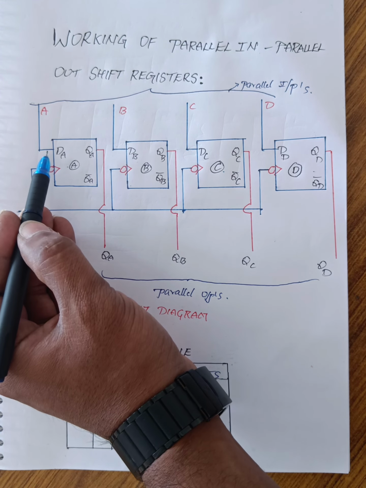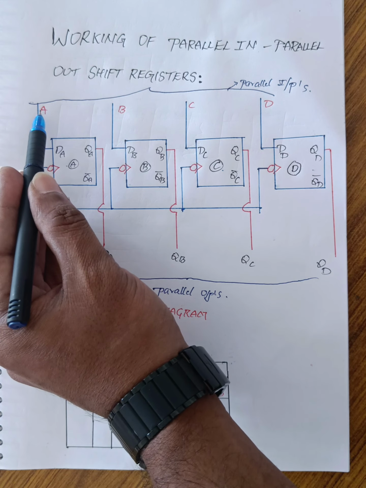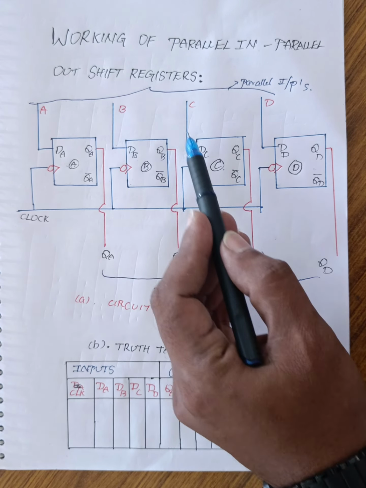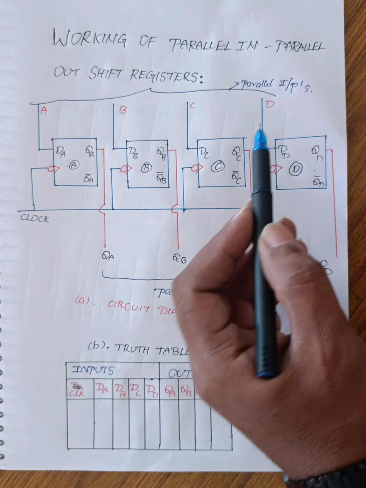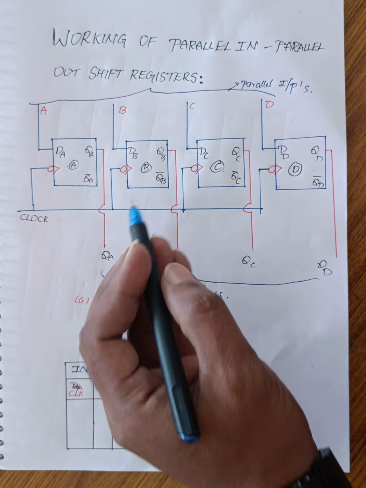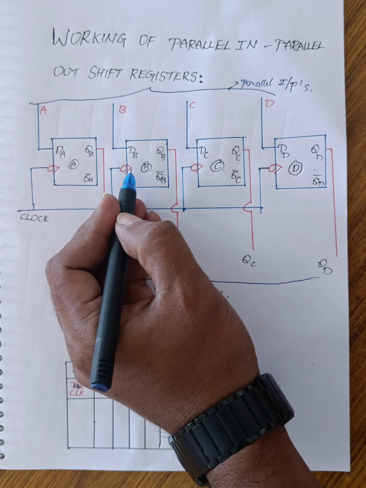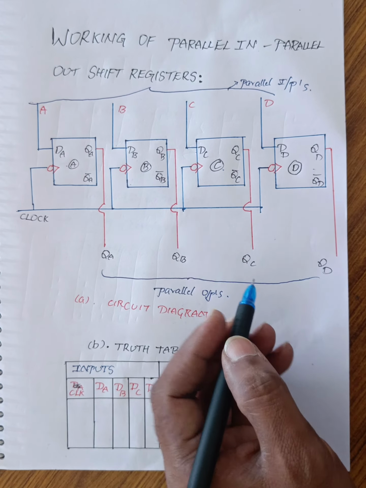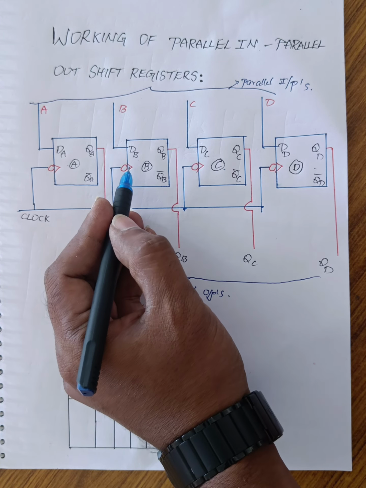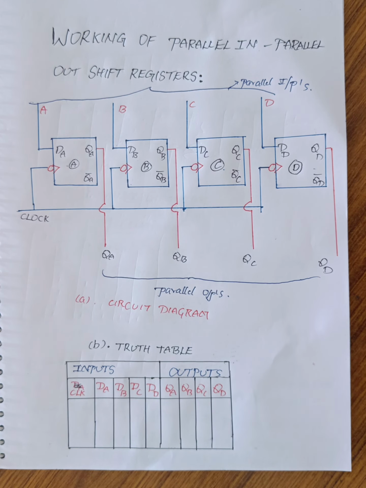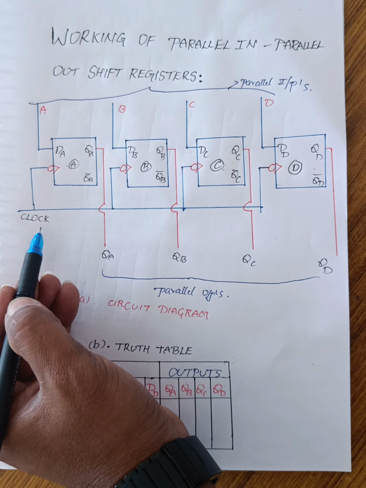Input data in parallel means for the 4 flip-flops we have to apply input data. So DA is the A input, DB is the B input, DC is the C input and DD is the fourth input. Here I am applying positive edge triggering. A bubble with an arrow mark means negative edge triggering. Without a bubble, just an arrow mark, is called positive edge triggering. Here I am taking a negative edge triggering clock pulse.